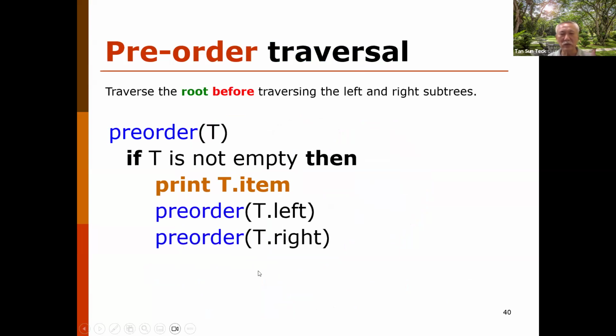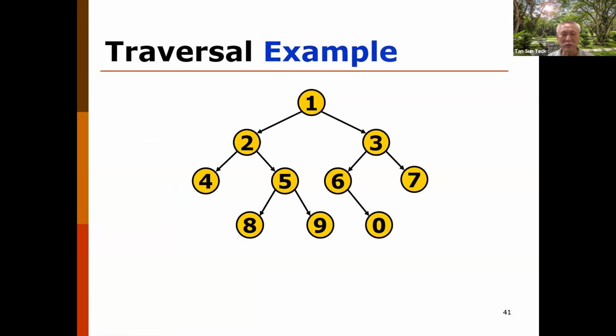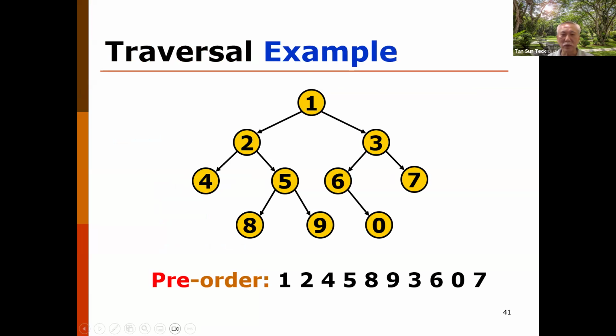So I don't think I need to explain using the picture. You can visualize it, but we can use an example. So traverse this tree in pre-order. So we know that first of all, you have to do 1, and then after that you do 2, you do 4, you do 5, you do 8, you do 9, 3, 6, 0, 7. Yeah, so that would be the answer. 1, 2, 4, 5, 8, 9, 3, 6, 0, 7.